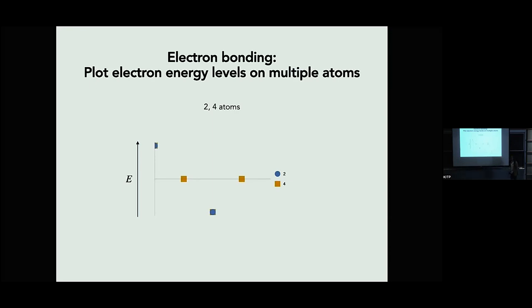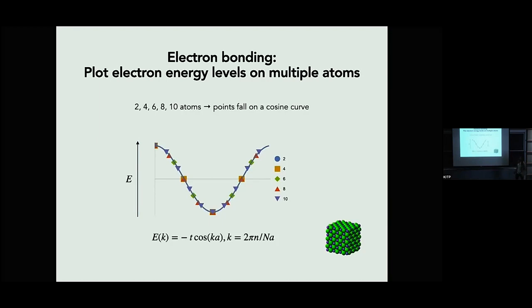You can then kind of extrapolate and say, if I have 6 atoms, I'm going to fill in some other different levels. And if I have 8 atoms, same thing. I'm going to be able to make more and more hybridized orbitals, and they keep filling in different energies in between. Similarly, if I have 10 atoms, and what happens if you work this out using some very simple rudimentary assumptions is that these points fall on a cosine curve.